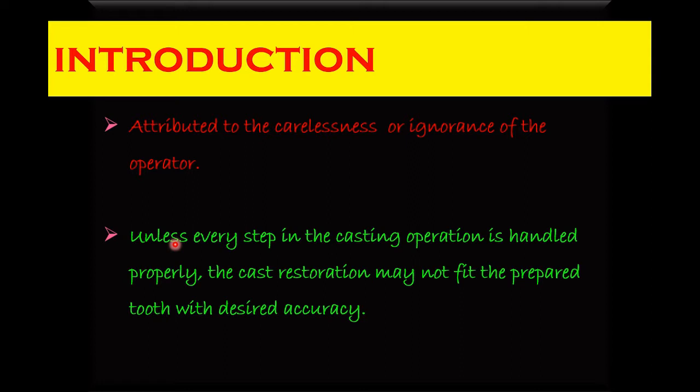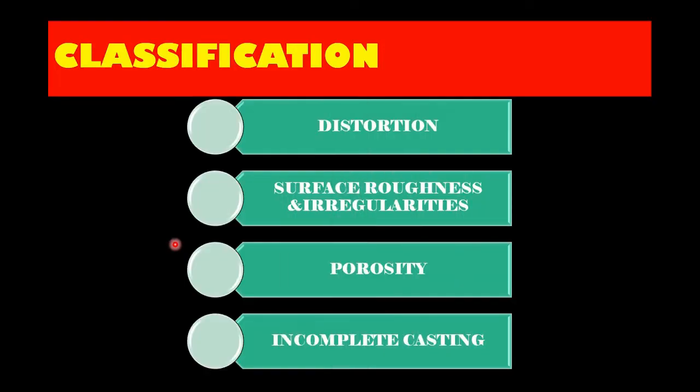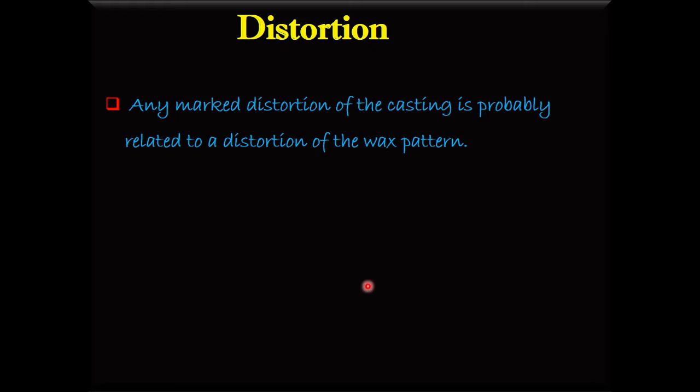Unless every step in the casting operation is handled properly, the cast restoration may not fit the prepared tooth with desired accuracy. So, they are broadly categorized as distortion, surface roughness and irregularities, porosity, and incomplete casting. First, we will discuss distortion.